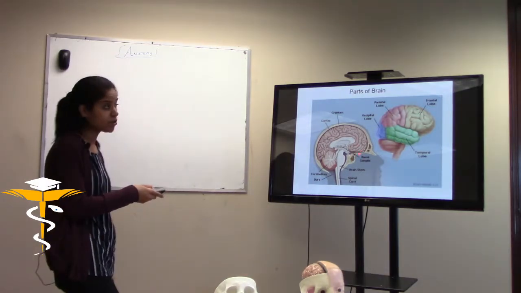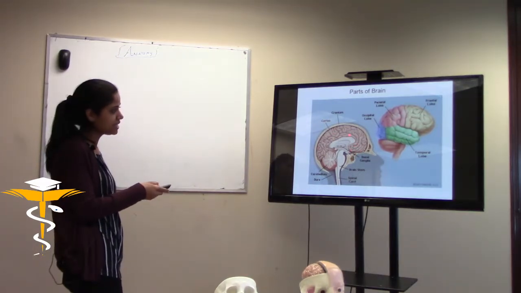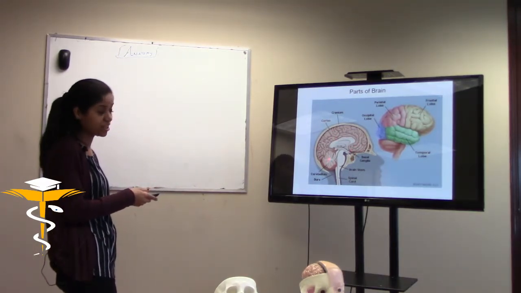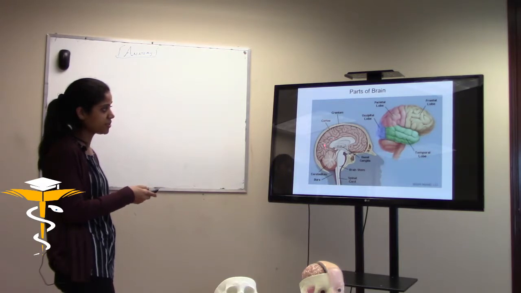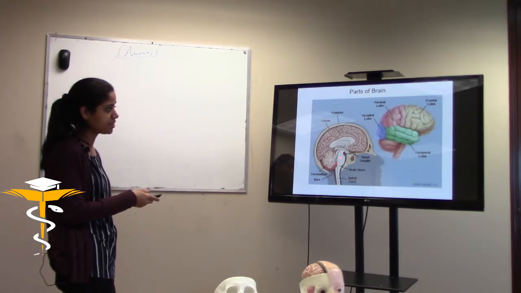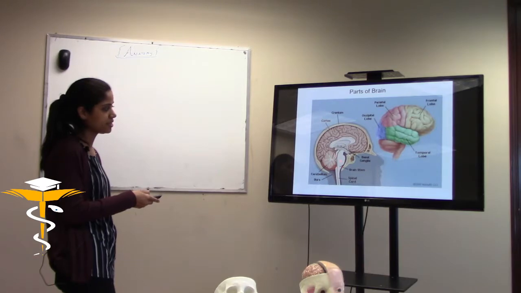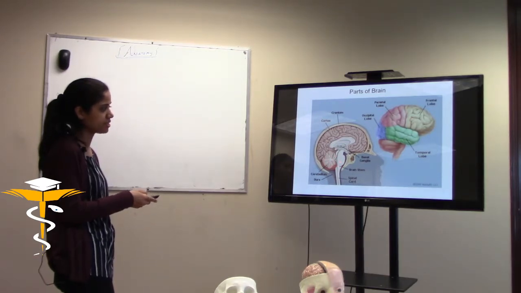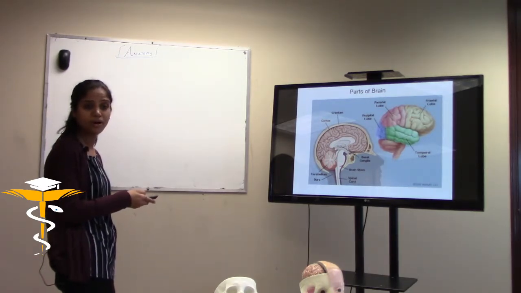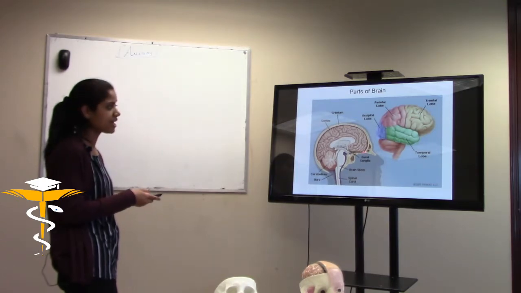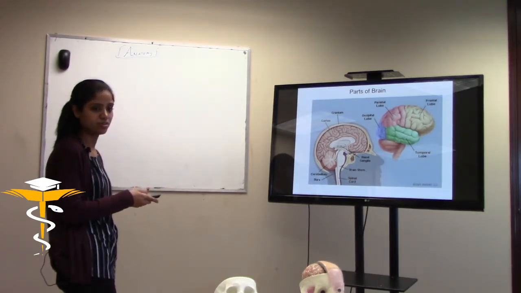If you have a look at the second diagram, this is the sagittal section of the cranial cavity, and you can see here all the parts of the brain, which are the cerebrum, that is the forebrain, followed by the midbrain, and the third part I just now told, that is the hindbrain. This whole is the hindbrain, and we'll be dealing with all the parts of the brain one by one, starting with the cerebrum first of all.